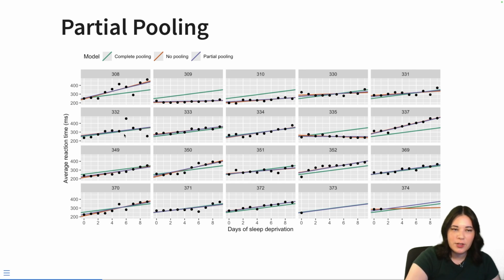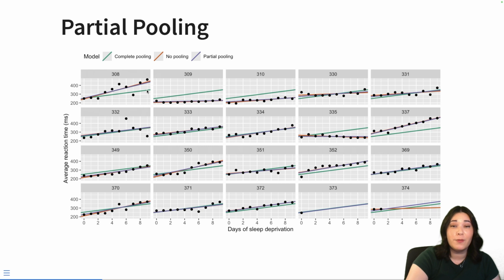For instance, let's look at this participant in the top left corner here. Notice their partial pooling regression line is basically the same as the no pooling. Remember, no pooling is where we fit individual regression lines for every single participant. Now, if you look at their data, maybe it makes sense why this is the case. This person has a very extreme set of data.